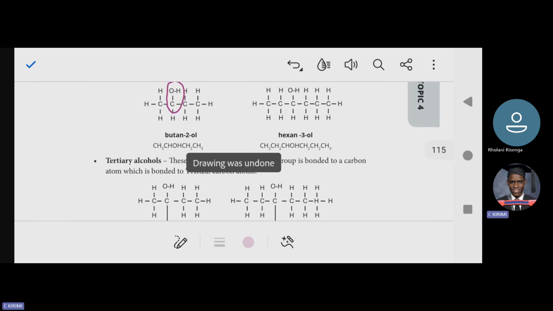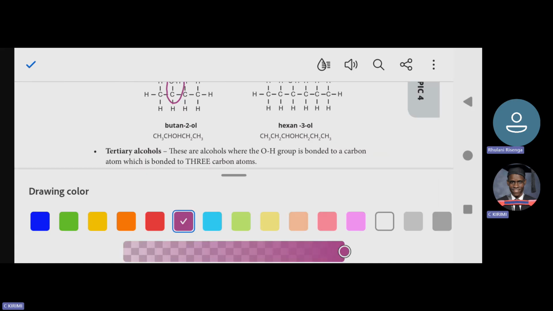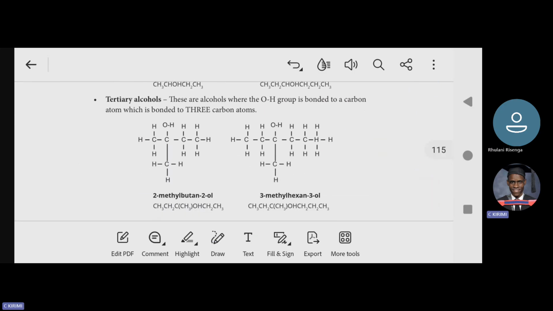Then tertiary, which means you expect how many? 3, isn't it? So these are alcohols where the OH group is bonded to a carbon atom which is bonded to 3 carbon atoms. Then you know it's a tertiary alcohol. Any questions? Or is it clear? In organic chemistry, it's just memory. It's clear.